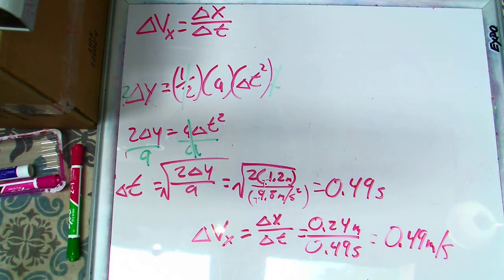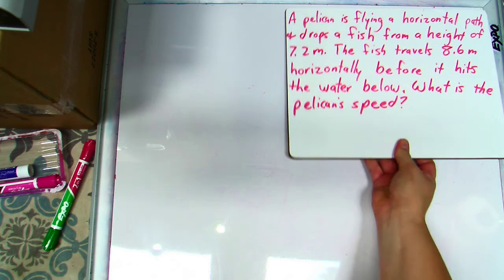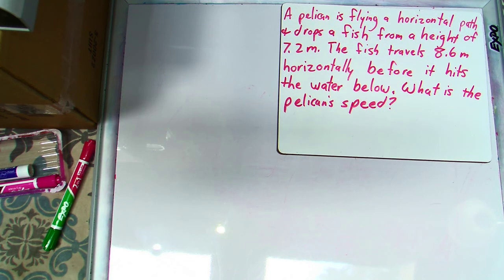All right. So next one. A pelican is flying a horizontal path and drops a fish from a height of 7.2 meters. The fish travels 8.6 meters horizontally before it hits the water below. What is the pelican's speed?